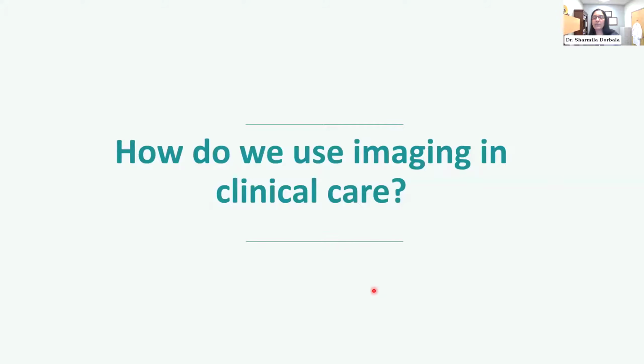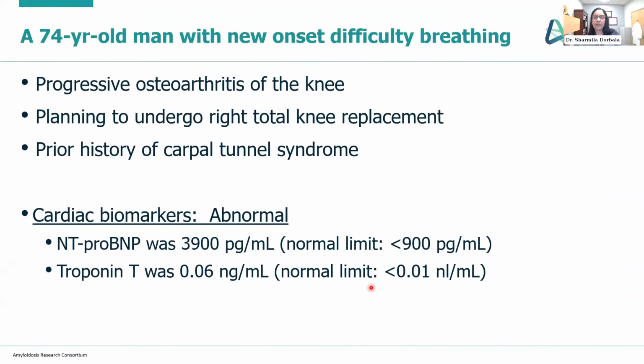How do we use imaging in clinical care? So a 73-year-old man presents with new onset difficulty breathing. So when we talk to him, he has progressive osteoarthritis of the knee.